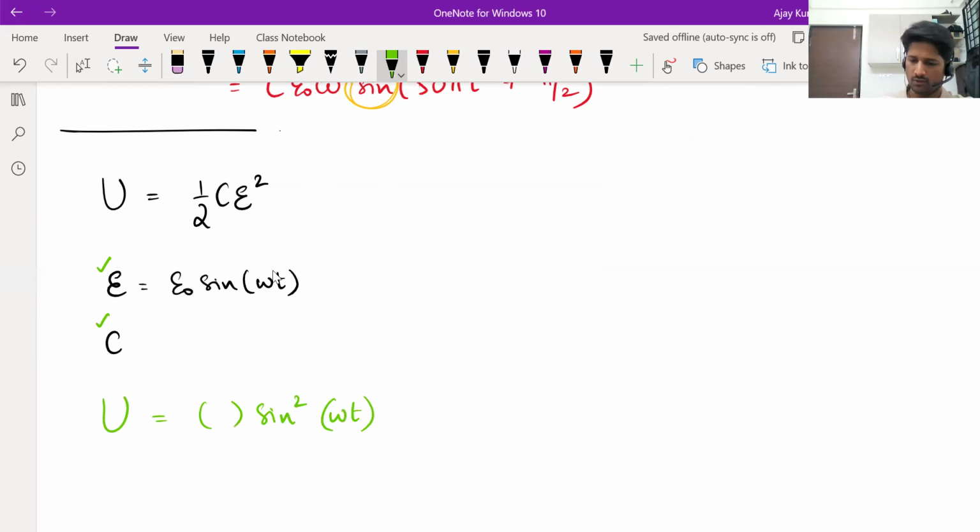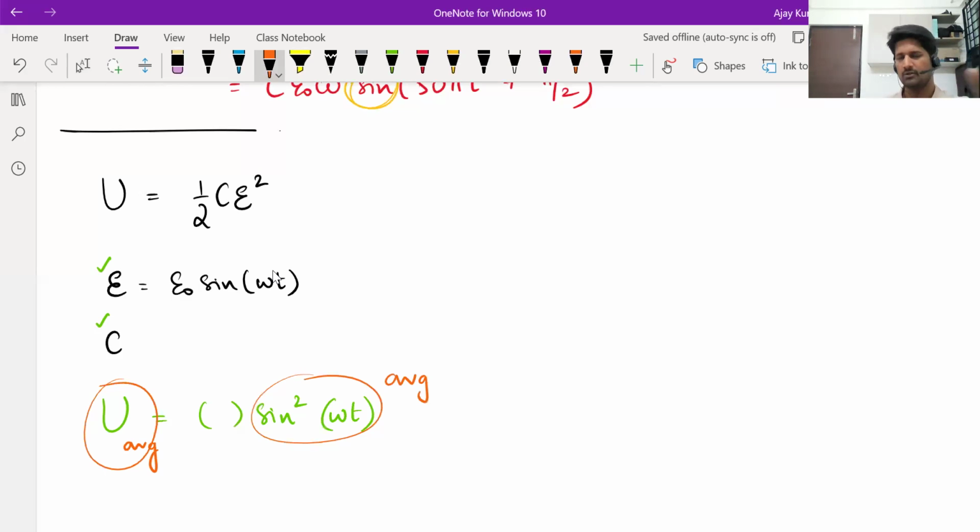And you all know what is the average value of the sine square function. If you know the average value of the sine square function, you should be able to derive the average value of energy stored in the capacitor. I want you all to do this derivation on your own. I'll send you a worksheet tomorrow with the steps. Not exact steps, but what all you need to know to derive the average energy. Just complete it and send it back to me.